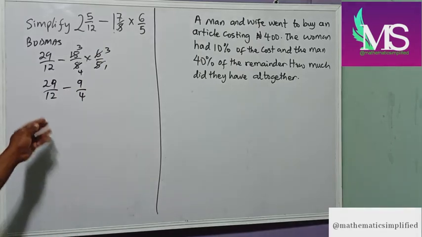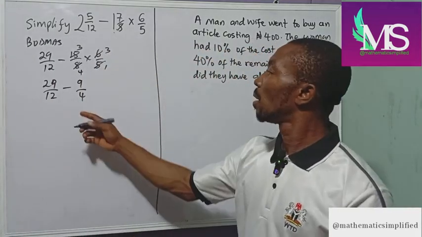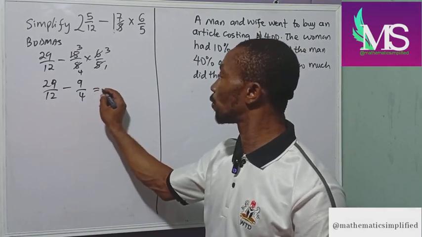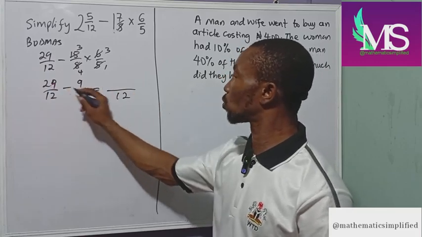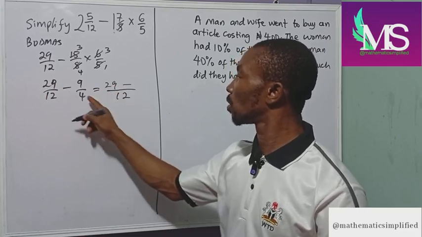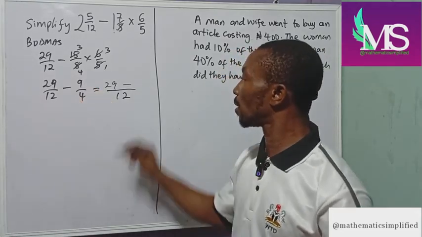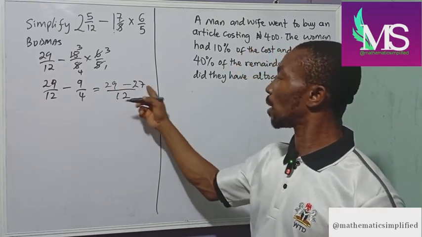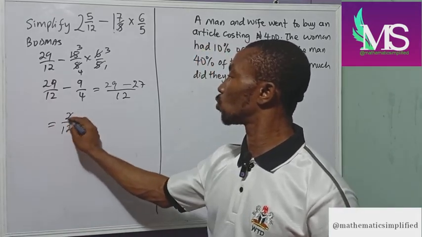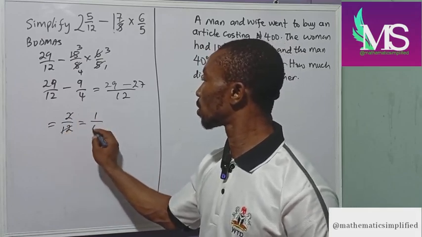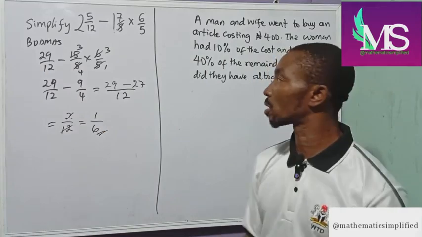Now from here we can do our LCM. LCM of 12 and 4 will give us 12. So this becomes 12 into 12, 1, 12 times 1 times 29. 29 minus 4 into 12, 3. 3 times 9 is 27. Now 29 minus 27 will give us 2 over 12. Now breaking this down to its lowest term, 2 here, 1. 2 here, 6. So our answer for this would be 1 over 6.